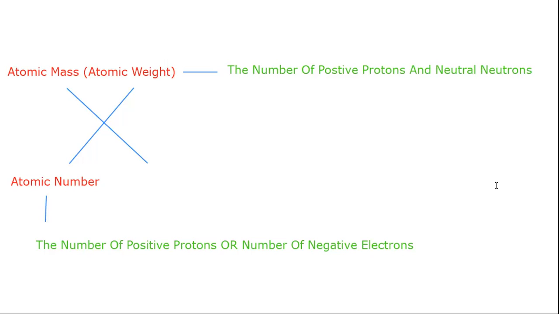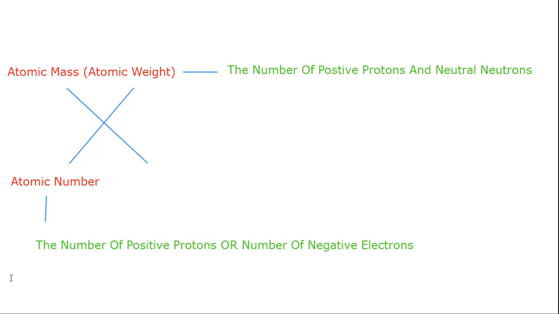The number of positive protons or the number of negative electrons. Atomic number is the number of positive protons or the number of negative electrons, while atomic mass is the number of positive protons and the neutral neutrons. So how can we get the number of neutrons only?